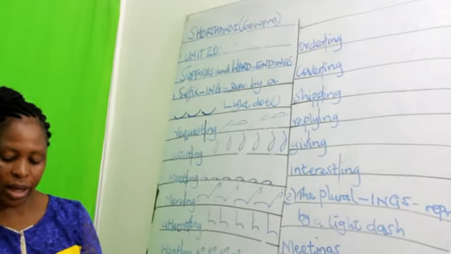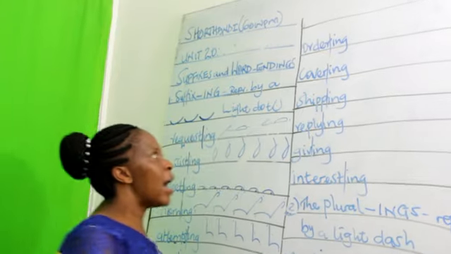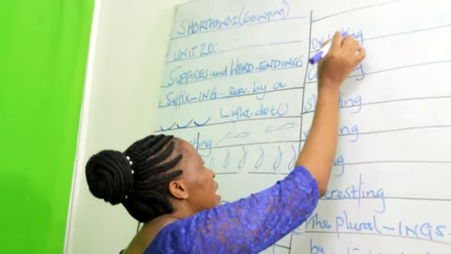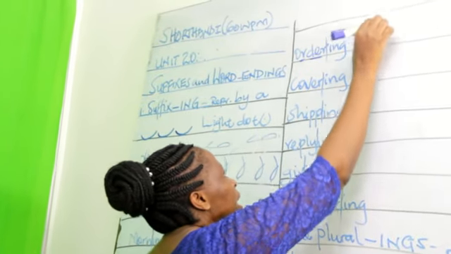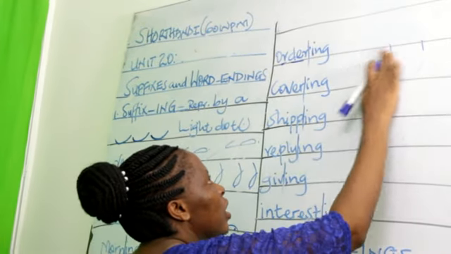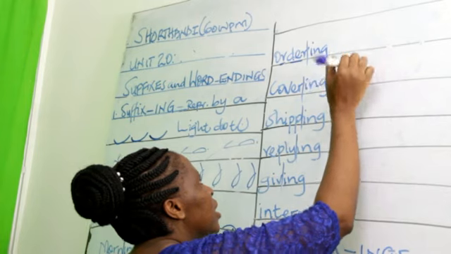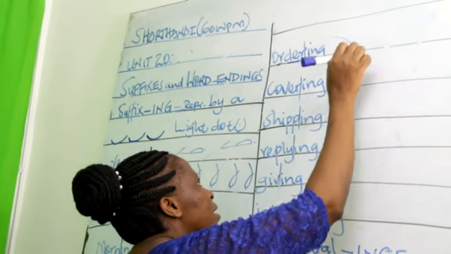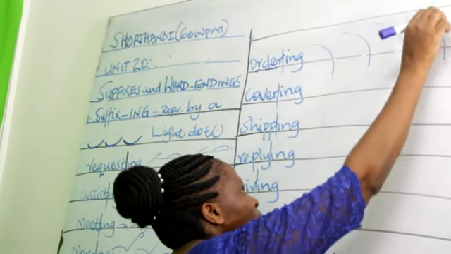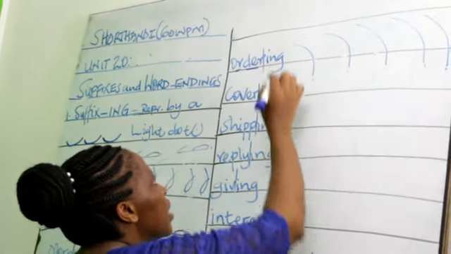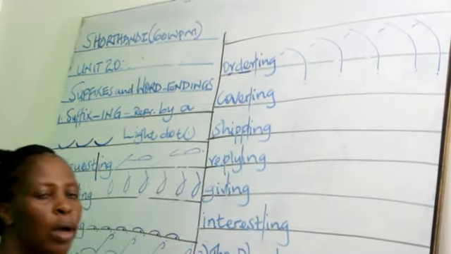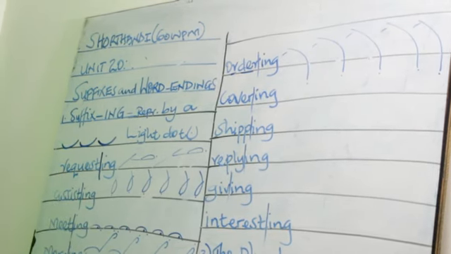Look up here, we have the word ordering. We drill it with a downward R, doubled for the following da, through the line. We are supposed to indicate the ing dot at the end. Let's drill it one more time. Ordering, ordering, ordering. That is how we drill ordering, and you indicate the short off at the beginning of that downward R.